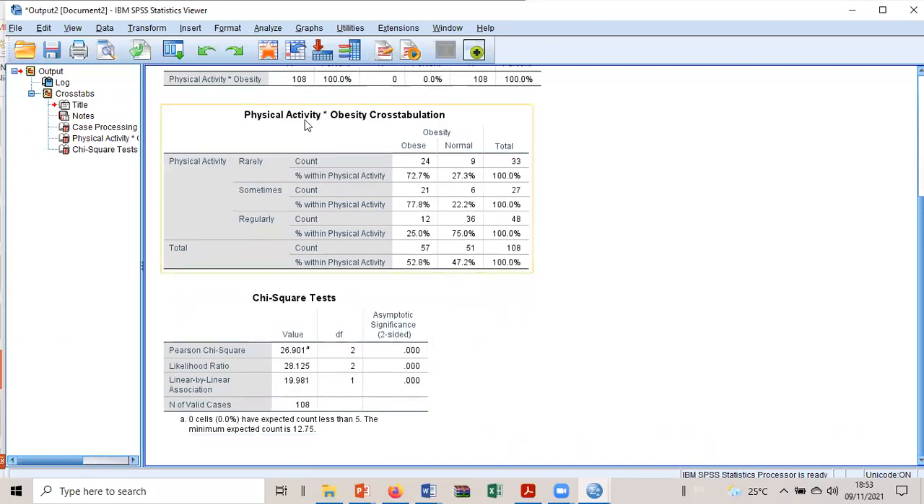Objective, physical activity and obesity. So look at the p-value, less than 0.05. Therefore, there is an association. How? So these two are quite high, 70%. This is only 25%. Among those who exercise regularly, only 25% are obese, compared to more than 70% among those who sometimes and rarely. Questions?